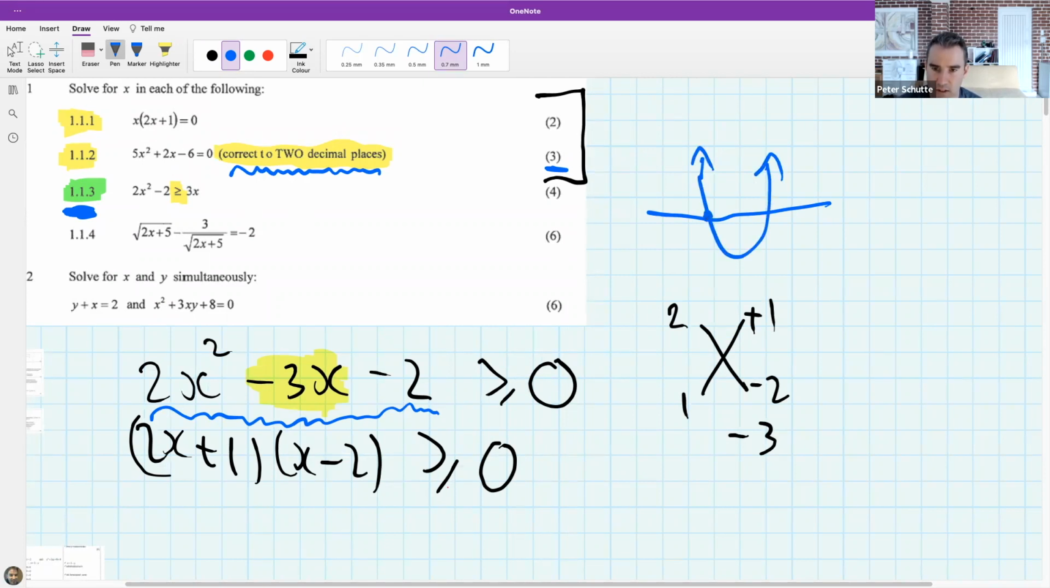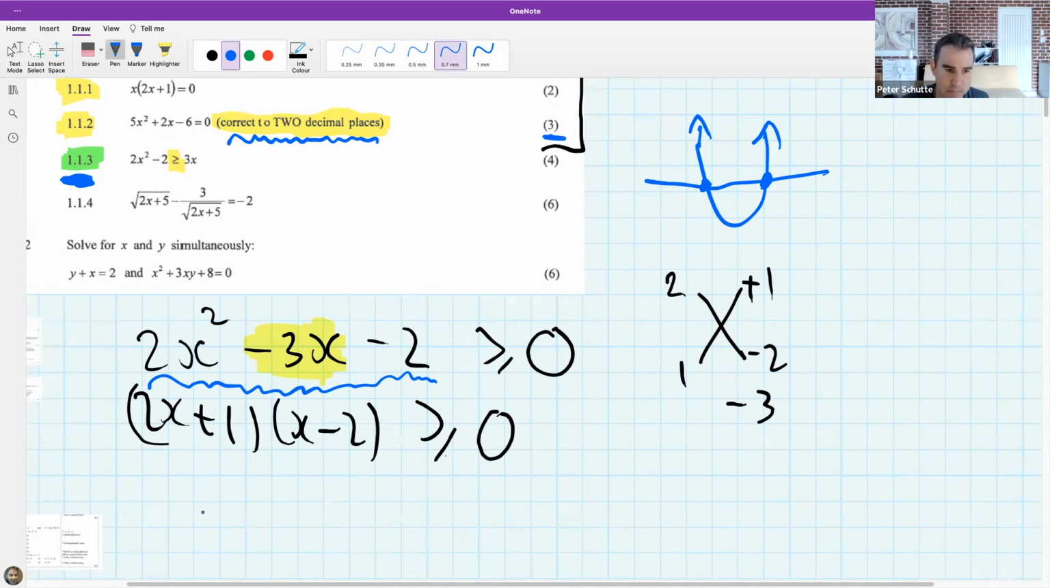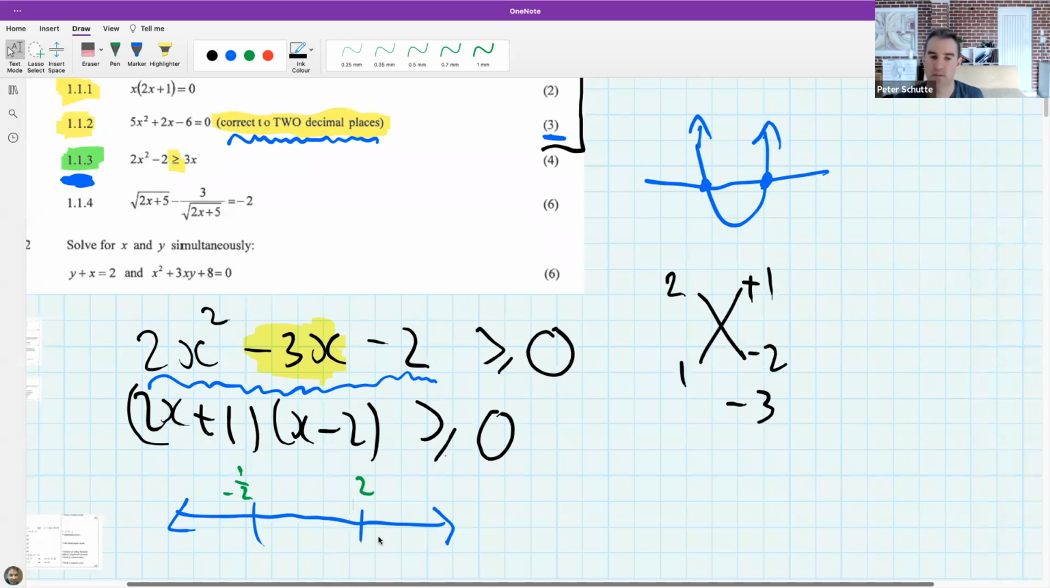And to solve the inequality, we need these critical values or these 0 values. These 0 values are going to be placed on a number line to show my answer. What are my critical values? They're just the values that make this expression 0. And so my two critical values are going to be -1/2 and 2. Now, I want to know where this expression is greater than or equal to 0. If you look at my little drawing, it's basically going to be here and here.